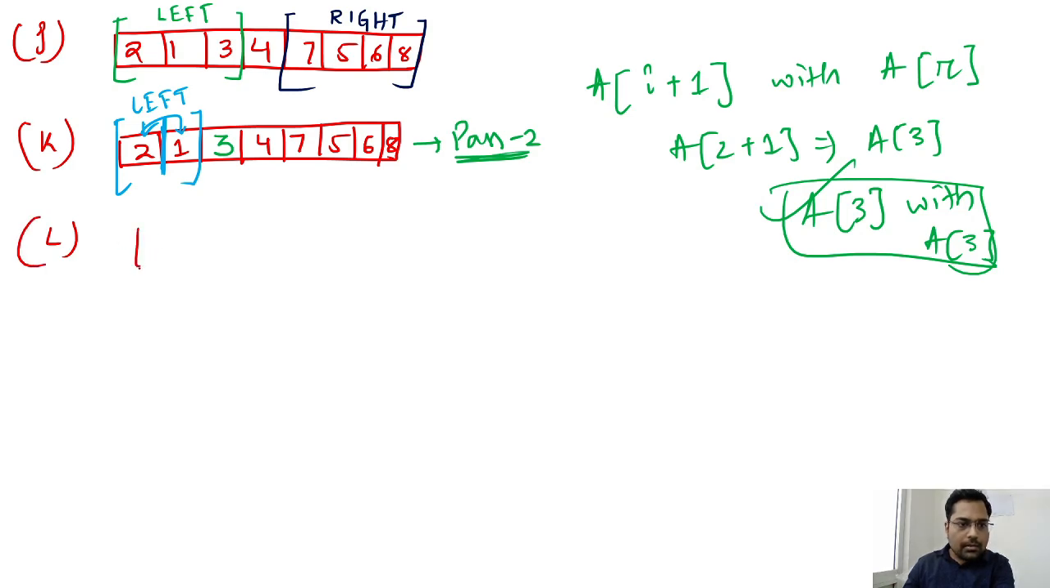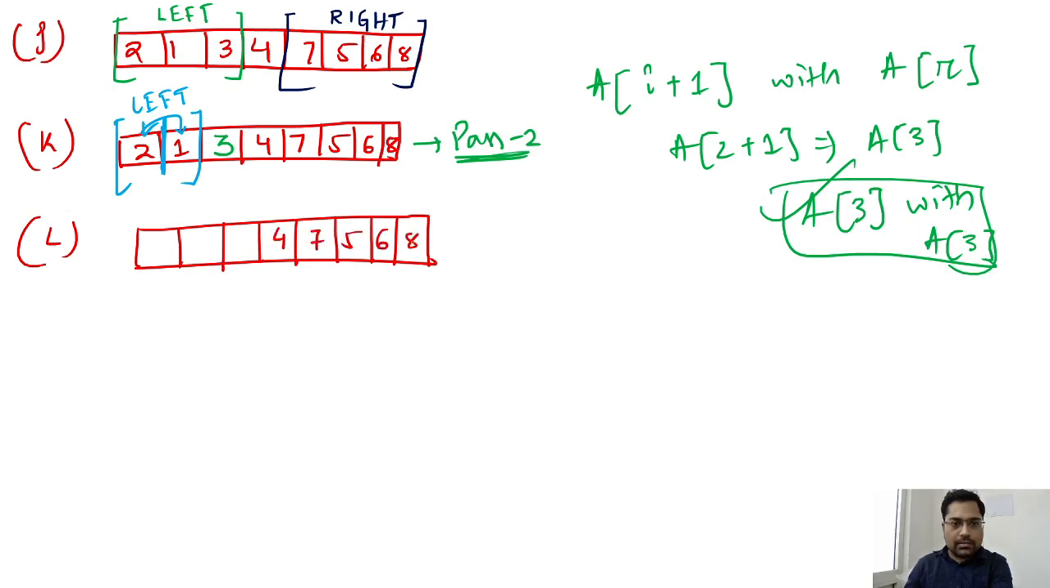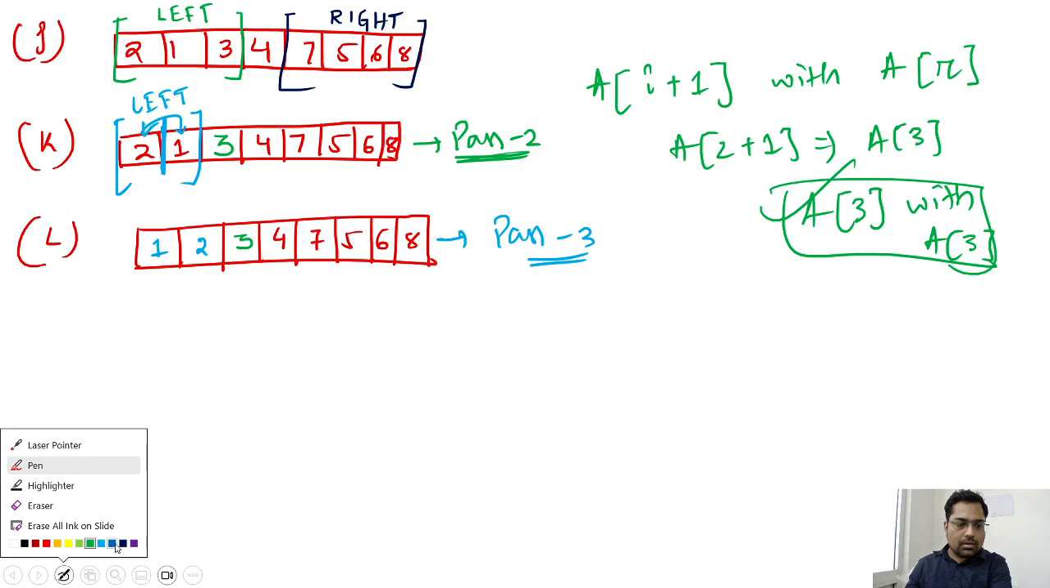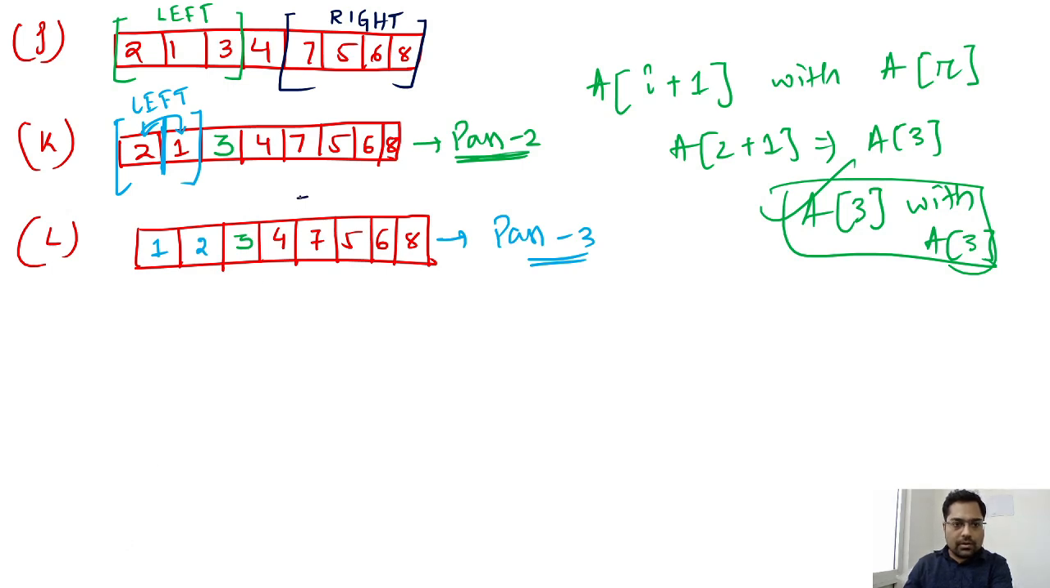This is L. So here I must change the color for 4, 7, 5, 6, 8. The color will be for 1, 2, because here we found nothing is there but a greater value is there. So this is our pass 3, and here we must write the color for 3. Next, the color for here is right from the right. We say this is sorted now.